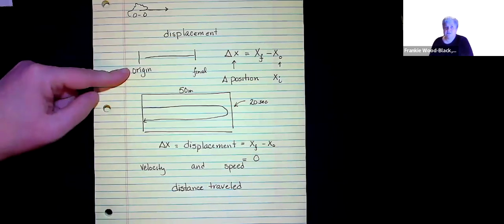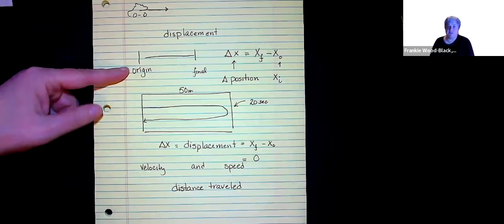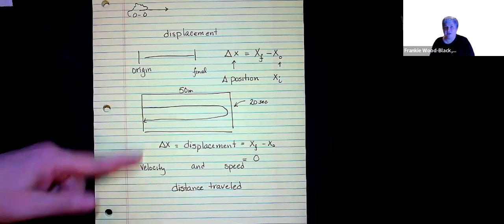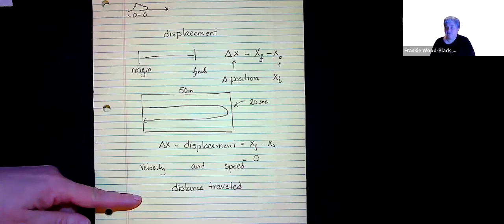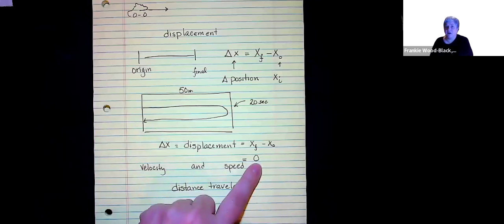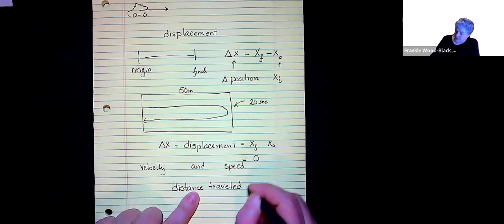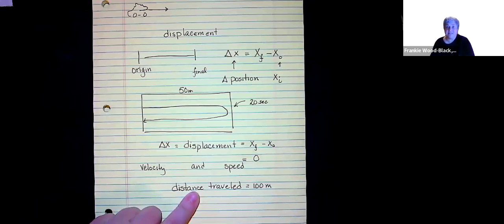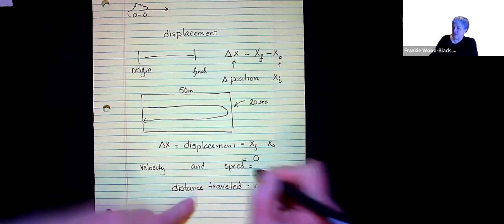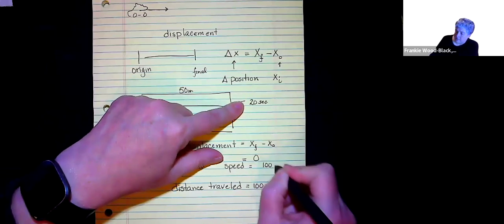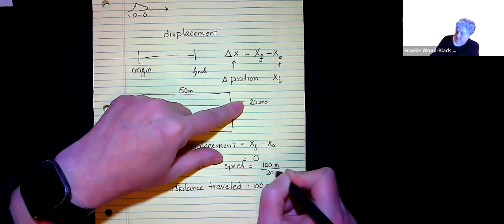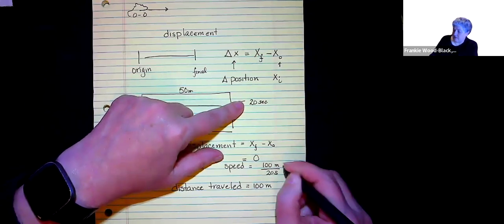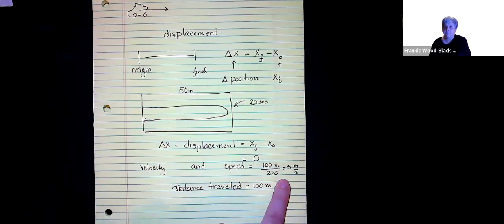In this case, distance traveled and displacement is the same. But in this case, distance traveled and displacement is not the same. Displacement is equal to 0, but my distance traveled is equal to 100 meters. If I calculate the average speed, because we said it took 20 seconds, I get 100 meters divided by 20 seconds, and that's going to be 5 meters per second. And that's my average speed.